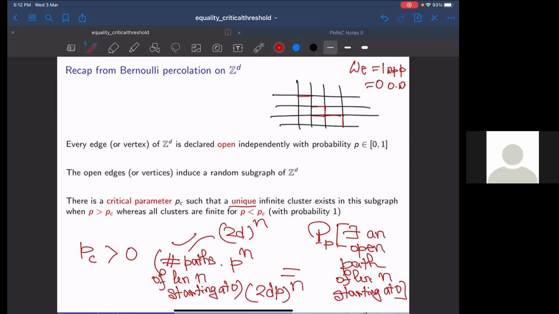Then you can easily see that if p is less than 1 over 2d, this goes to 0. But that cannot happen if you did have percolation, because to have an infinite cluster you have to have an infinite path with positive probability. So this says in particular that p_c is bigger than or equal to 1 over 2d.